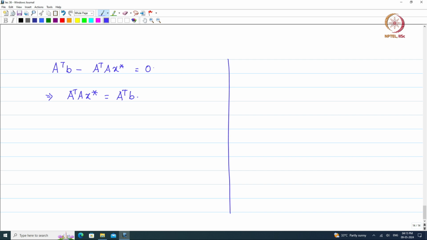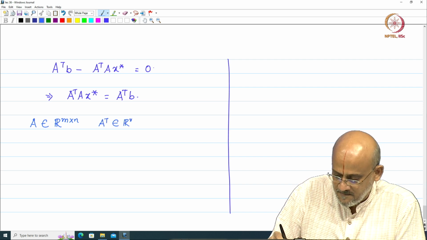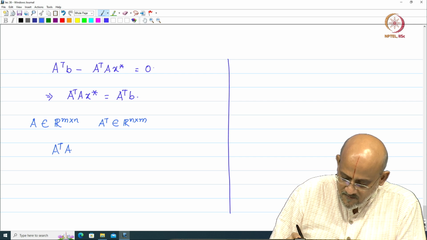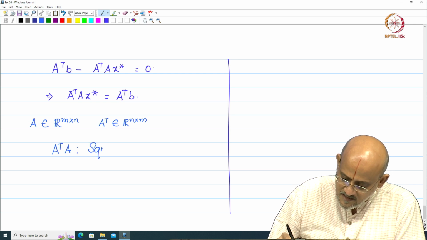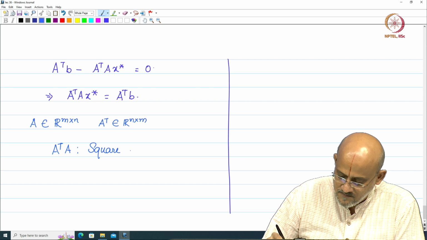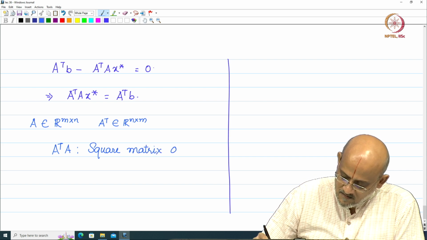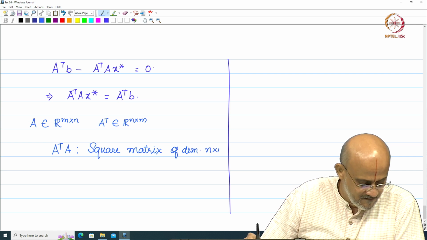And you look at this A transpose A: if A is an element of Rm by n, A transpose will be an element of Rn by m. So A transpose A will be a square matrix of dimension n by n.